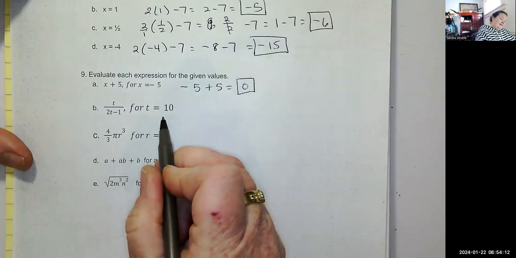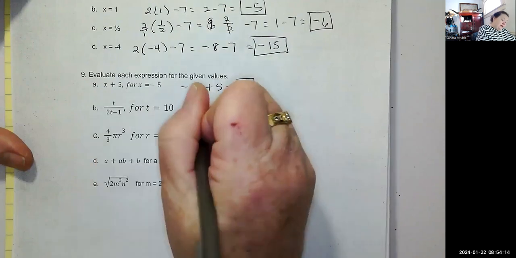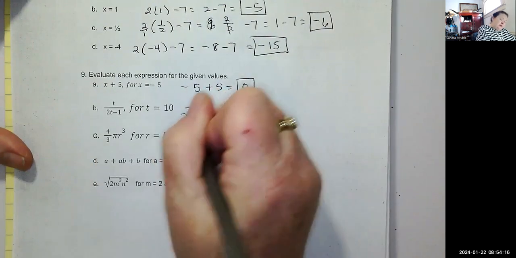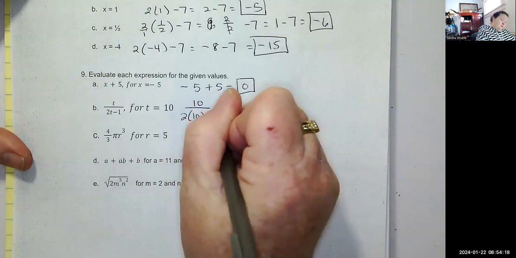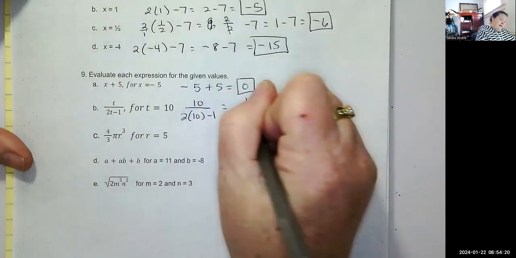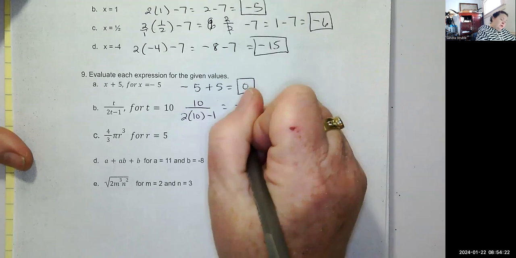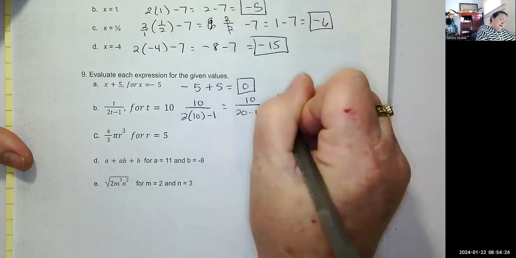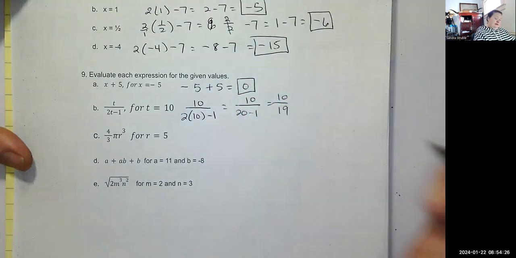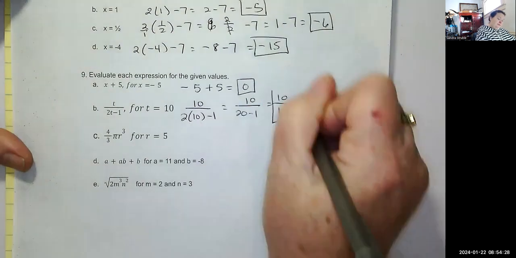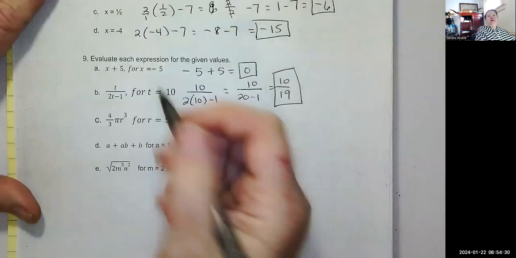The next one, plugging in 10 for t. So 10 divided by 2 times, there's another 10, minus 1. That says 10 over 2 times 10 is 20. 10 over 19, and I think I'm done. That's as good as it's going to get.